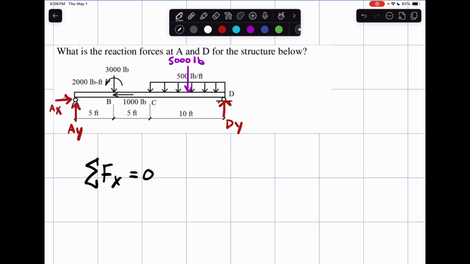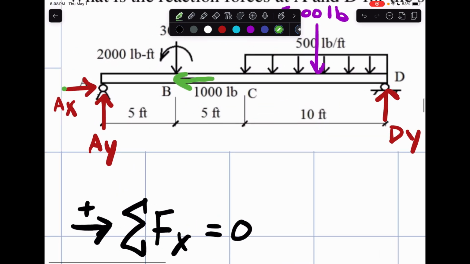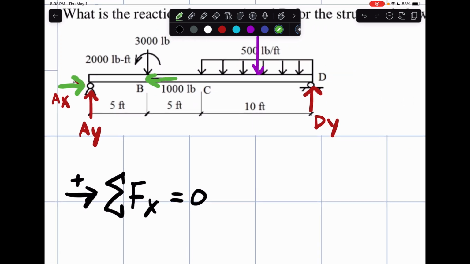Alright, so we could look at all our forces in the x direction. Let's define positive as going to the right. If we look at our x forces, the only one we have is this 1,000 pounds going to the left. Actually, that's wrong. We also have our AX reaction here, so we're going to solve for that AX reaction.